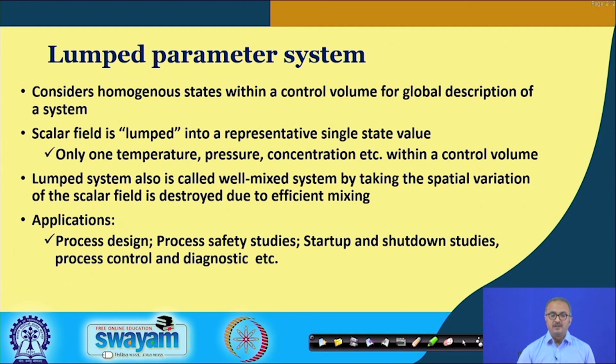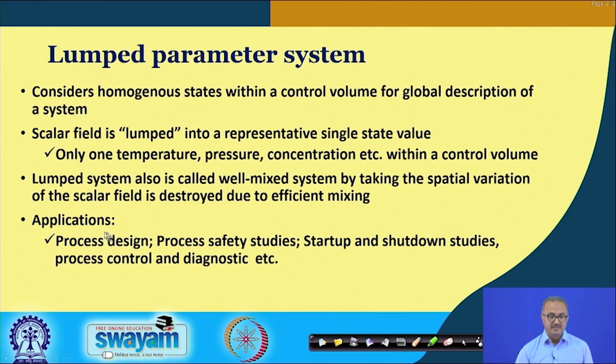Now, whenever we say lumped parameter, we mean that there will be homogeneity of the states within that control volume for global description of the system, and the scalar field is lumped into some representative value. That means we are attributing only one value of the intensive variable, whether temperature, pressure, concentration, etc., within the control volume, and this lumping comes only when the system is well mixed. Okay, and that is why they are called well mixed systems. This mixing brings the whole system to a given state.